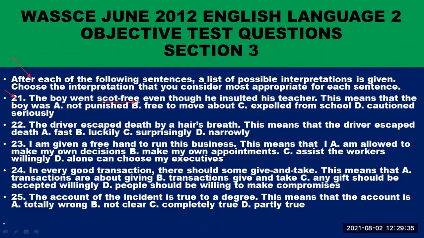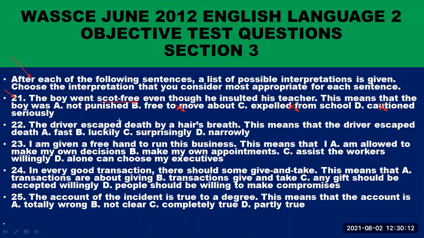We are not told that it has to do with movement. So always avoid such answers that introduce an extra idea into the situation. C, expelled from school. Of course, you can see that it is mentioned nowhere here. This is a specific kind of action that is not mentioned here at all. Then D, cautioned seriously. Of course, that also is not mentioned. And looking at the phrase, scot-free.